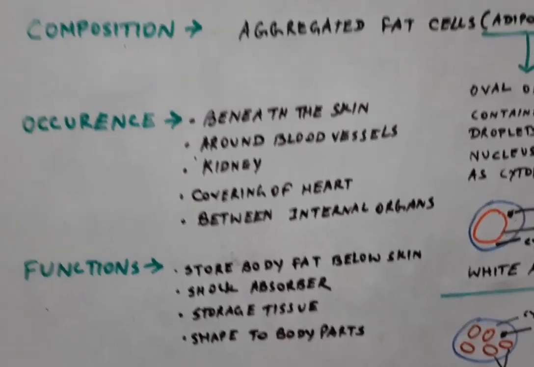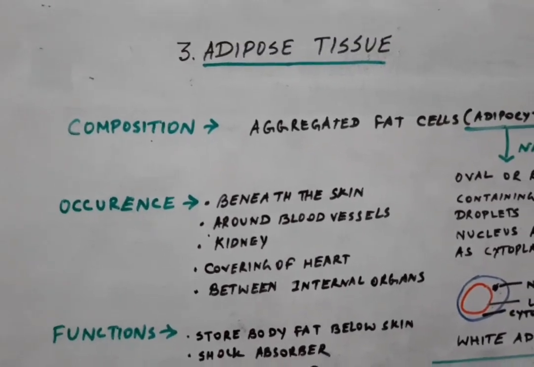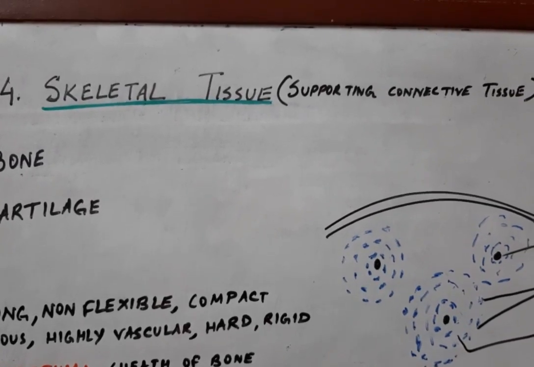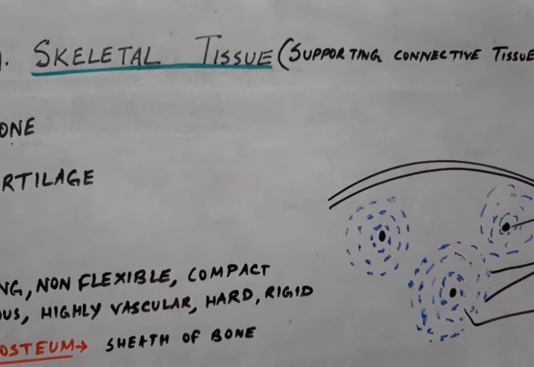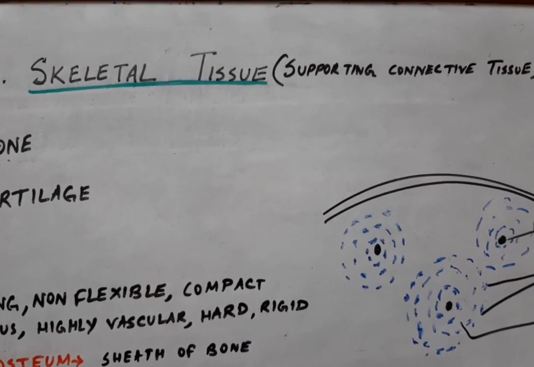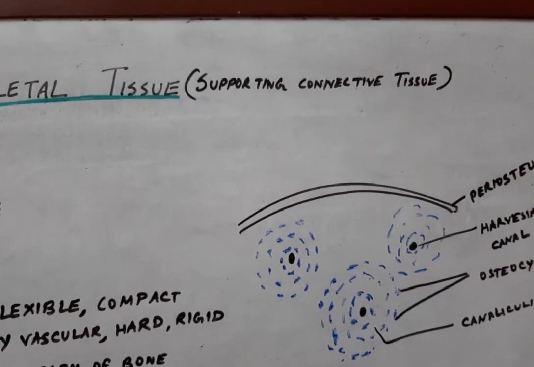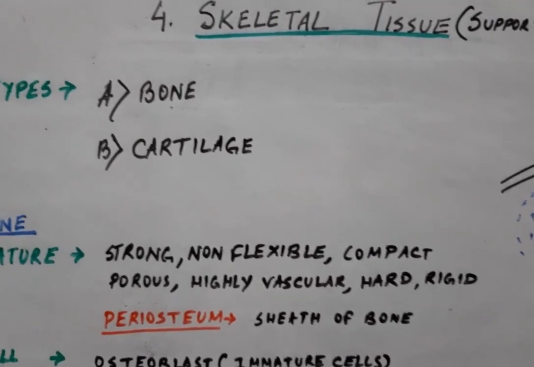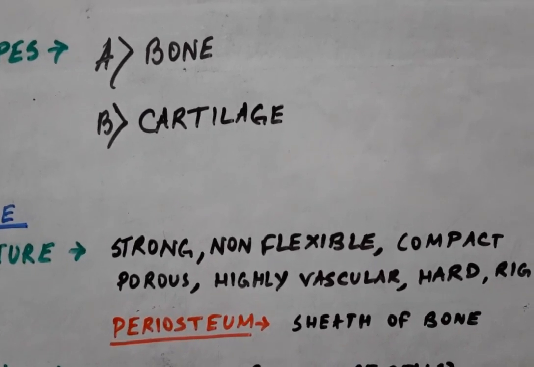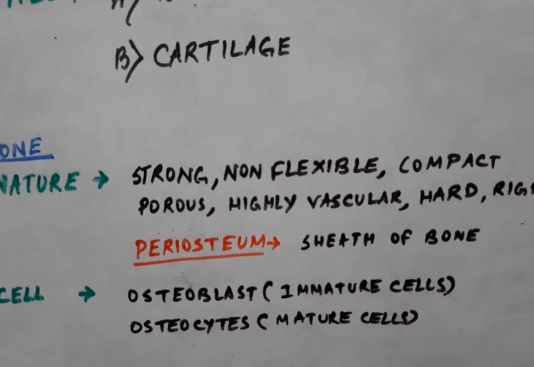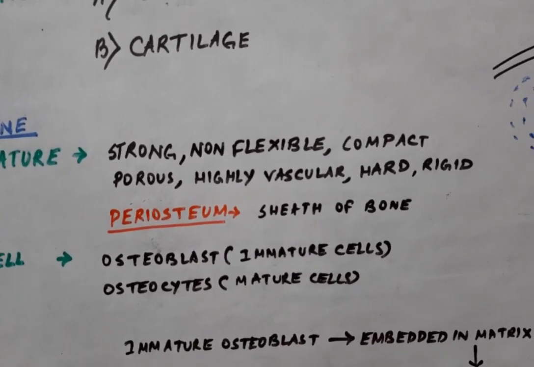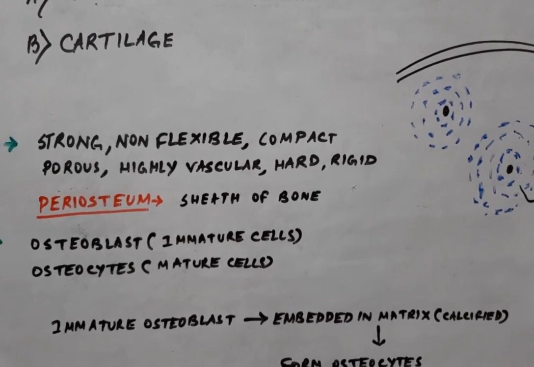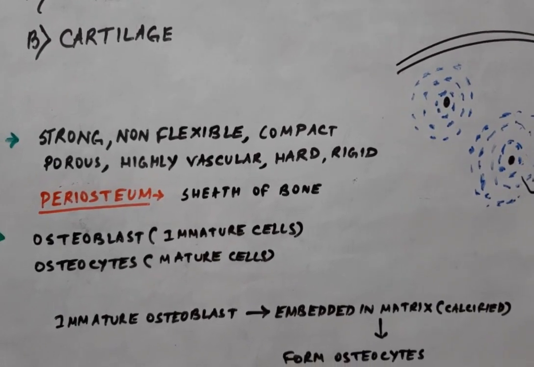The next type of connective tissue is the skeletal tissue. So have a look. The fourth type of tissue is skeletal tissue. It is the fourth type of connective tissue which is also known as supporting connective tissue. Now these skeletal tissues are divided into two types, bones and cartilages. Now what is the nature of the bone? The bone is strong, non-flexible, compact, porous, highly vascular, hard and rigid.